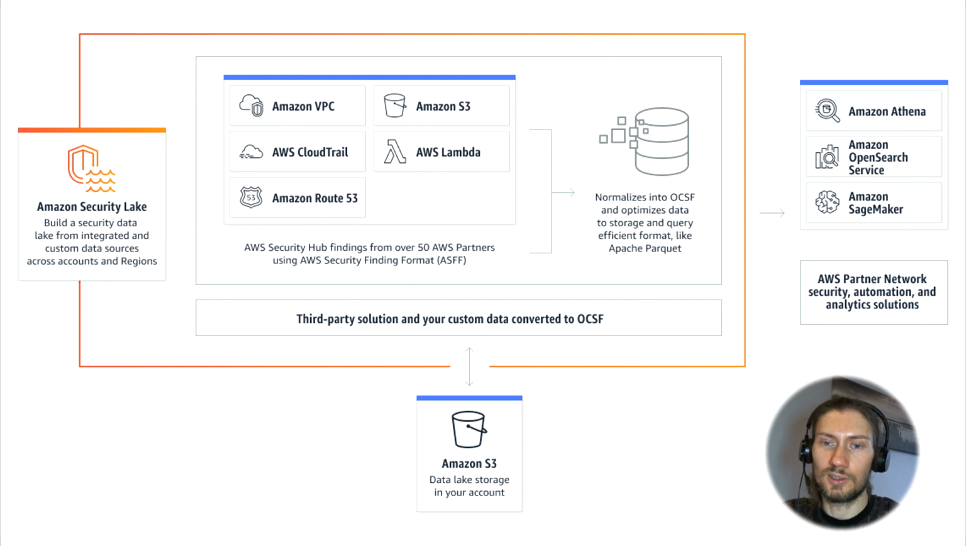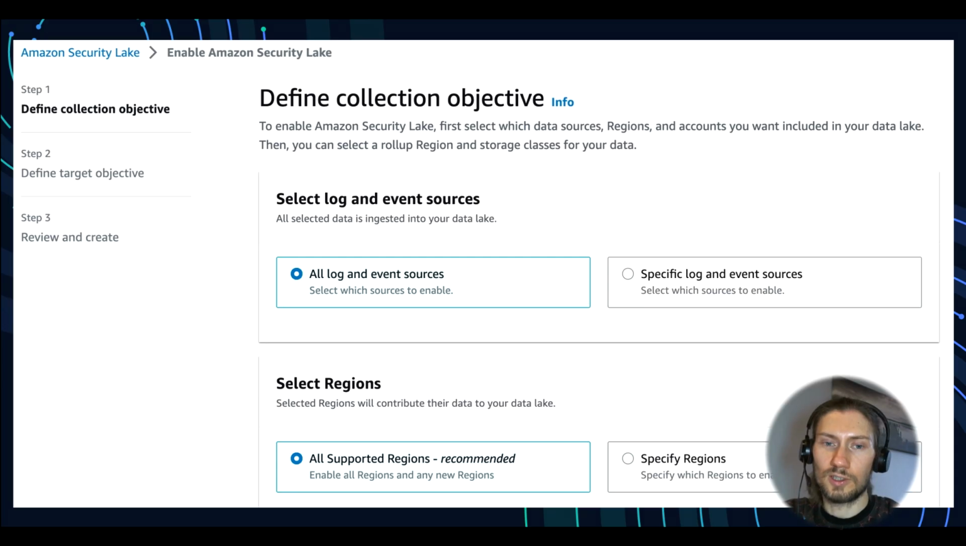For existing and new accounts, they are normalized into the OCSF format, including AWS CloudTrail management events, Amazon VPC flow logs, Route 53 resolver query logs, and security findings from over 50 solutions integrated through AWS Security Hub.